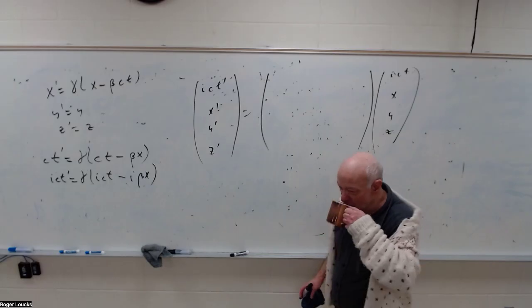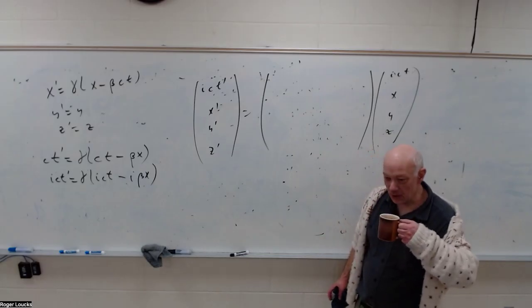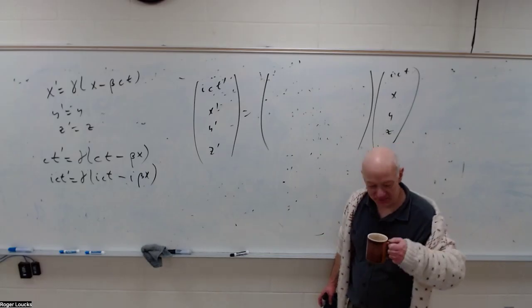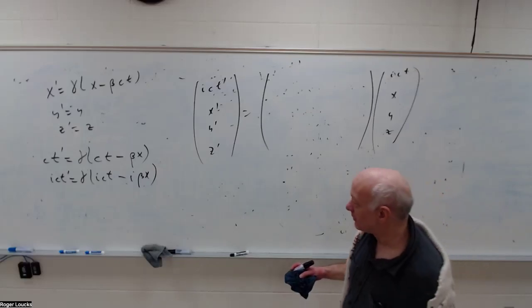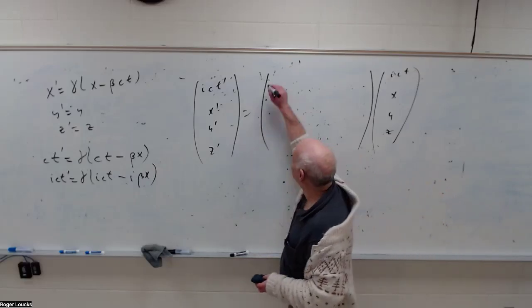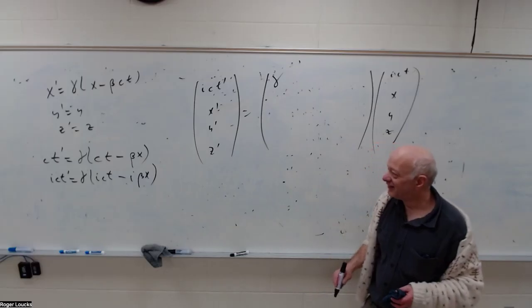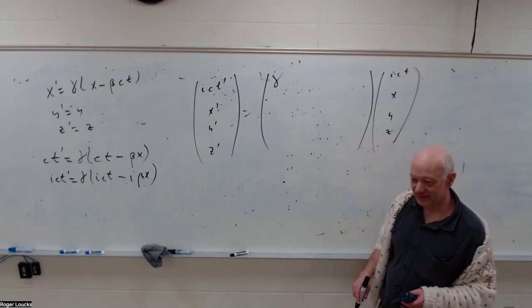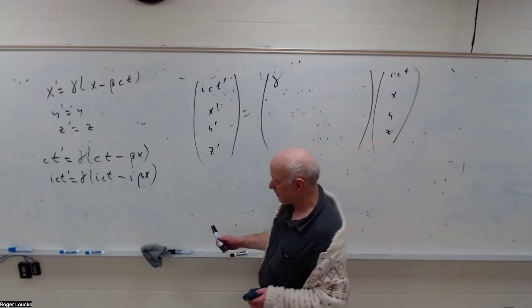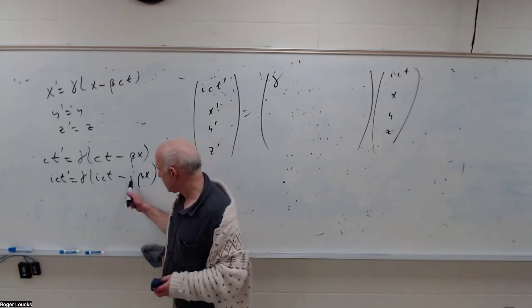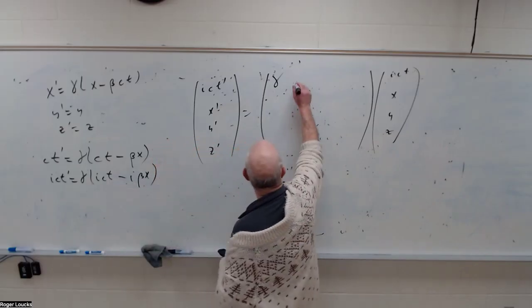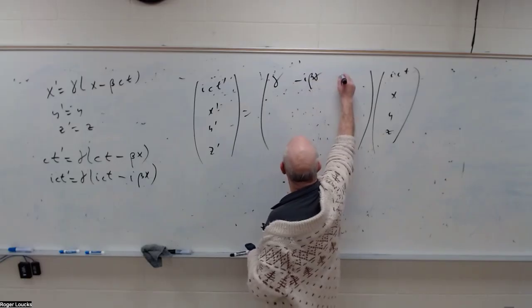Okay. Gamma. I beta. So it's going to be minus I beta gamma. 0, 0. Then 0, 0.